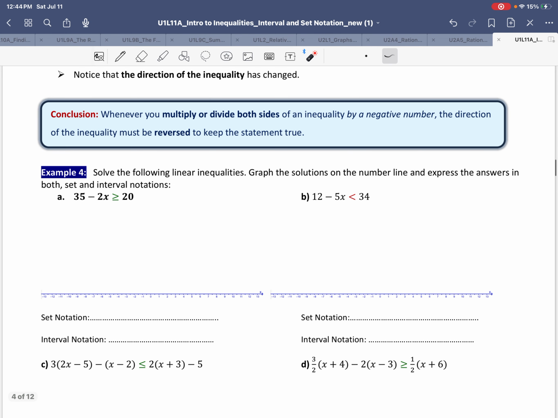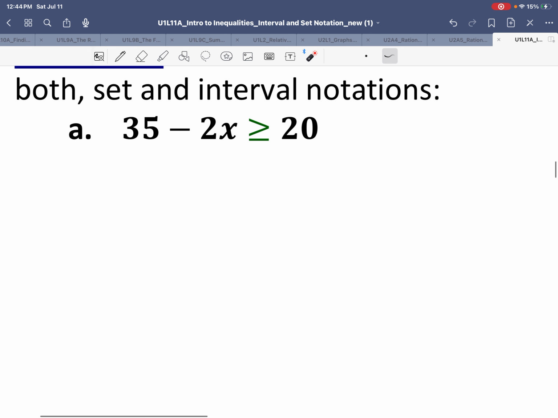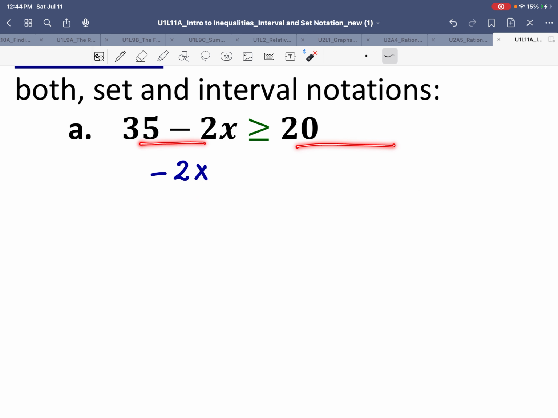So now let's take a look at an example. We have to solve the linear inequalities, graph the solutions on the number line, we have the number lines provided for us, and express the answer in both set and interval notations. So our first example is 35 minus 2x greater than or equal to 20. So we're going to start off by grouping the variable terms on one side and the constants on the other. As you can see, there are no simplifications that need to be made on each side of the inequality. It's a simpler inequality, that's why.